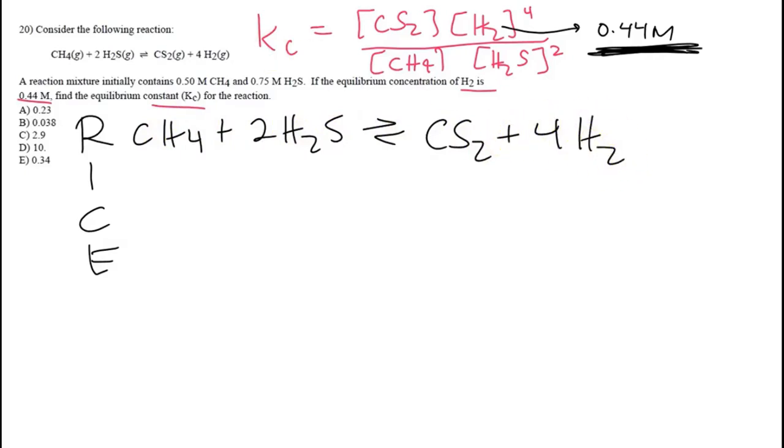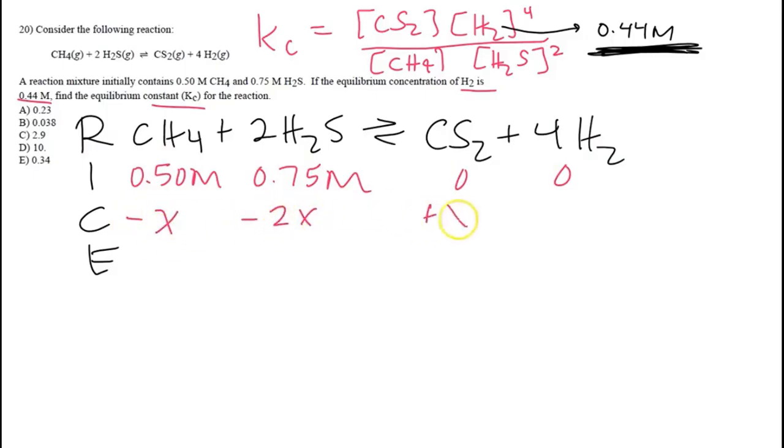Let's go ahead and write our initial amounts, which they gave us here: 0.50 molar, 0.75 molar, 0, and 0. The change here is minus X. This is minus 2X. This is plus X. This is plus 4X. Now we have to write our equilibrium amounts. So we know that this is 4X, and this entire thing is equal to 0.44 molar.